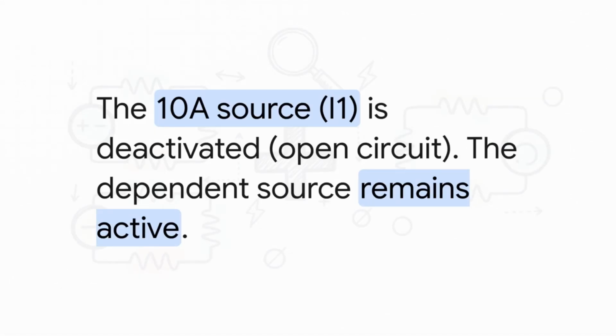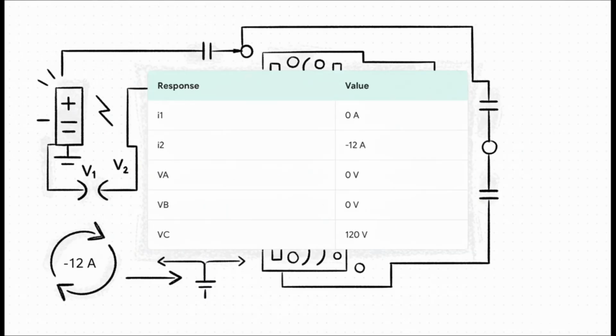Okay, round two. Now we're going to find the contribution from the voltage source, V1. So we put V1 back in the circuit, and this time we deactivate the current source. The rule for that, we replace it with an open circuit. And again, our dependent source hangs out untouched. We solved the second simplified circuit, and here are our results.